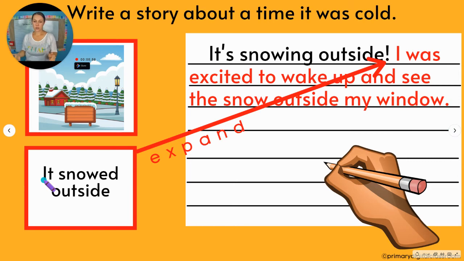So I had "it snowed outside." I expanded it and I wrote, "I was excited to wake up and see the snow outside my window." That's a lot more exciting. So look at your first picture, your first sentence, think about ways to expand it, and then go ahead and write that in your paragraph.